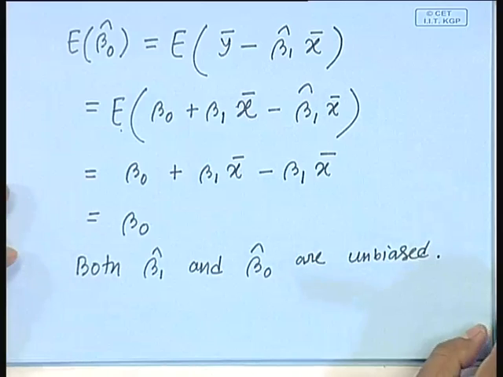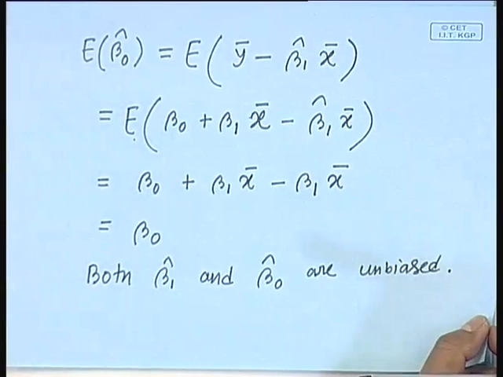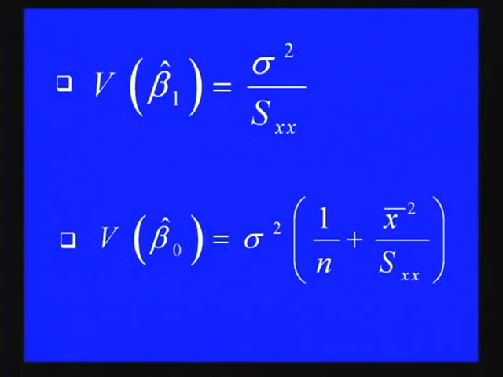Okay. Next, we will talk about the variance of beta 1 hat and beta naught hat. The variance of beta 1 hat is equal to sigma square by S x x, and the variance of beta naught hat is equal to sigma square into 1 by n plus x bar square by S x x. Anyway, we need to know how to derive these things.